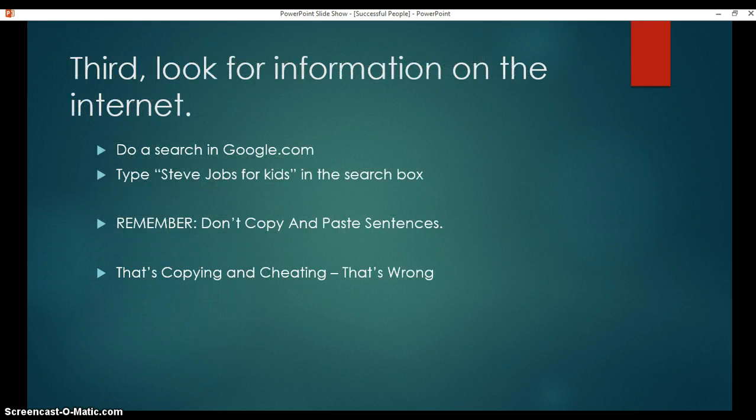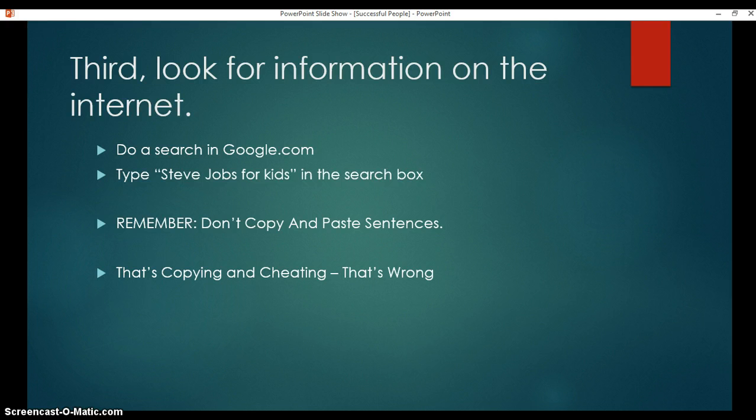Now, in order to write sentences, you must have information. So you need to look for information on the internet. So I recommend do a search in google.com and type Steve Jobs for kids in the search box. Now, I wrote that because I'm going to choose Steve Jobs, and I wrote this for kids so that the sentences are easier to read.